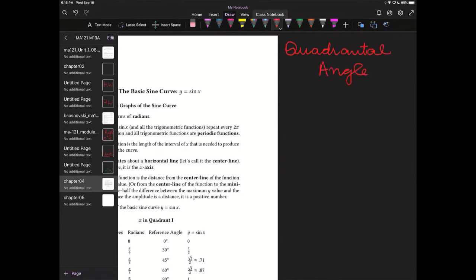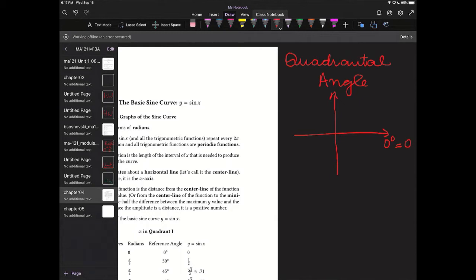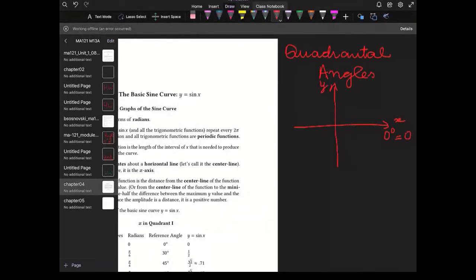So quadrantal angles are angles that, when you write them and sketch them in the standard position, the terminal side coincides with either the horizontal axis or the vertical axis. So for example, 0 degrees, which is the same as 0 radians, is a quadrantal angle because the terminal side corresponds to the positive part of the x-axis.